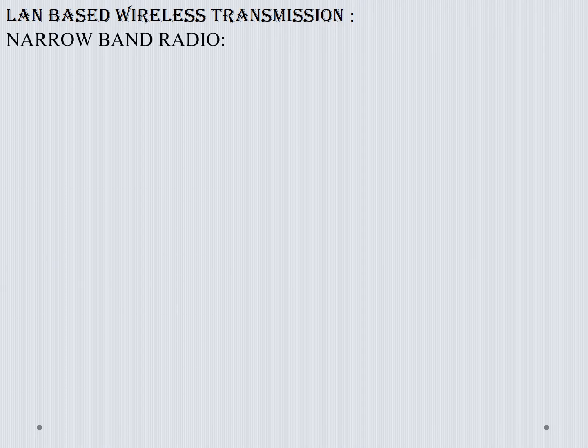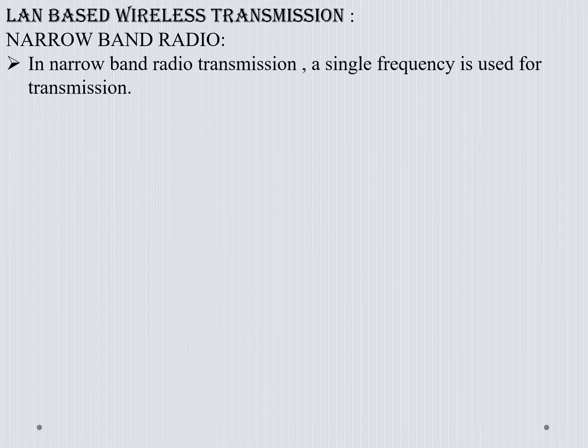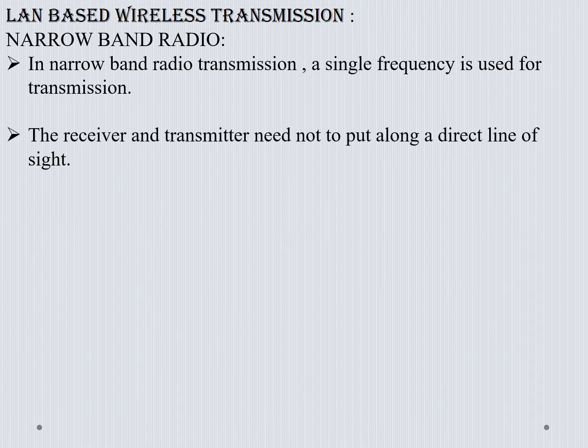Next, let us discuss narrowband radio. Narrowband radio has a single frequency. The transmitter and the receiver need not be in a straight line. They can be placed anywhere. In narrowband radio transmission, a single frequency is used for transmission. The receiver and the transmitter need not be along a direct line of sight. Only in IR, microwaves, and laser, in these three, we require the receiving and the transmitting stations both to be in the direct line of sight.